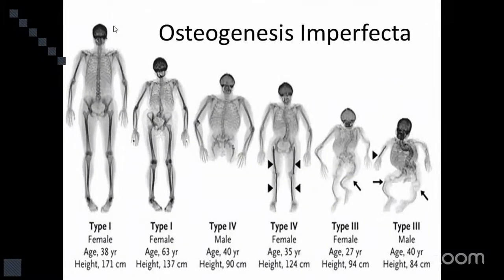Female age 38 years, height 171 centimeter. Type 4, male 40 years, height 90 centimeter. Type 3, female age 27, height 94 centimeter. Type 3, male age 40, height.